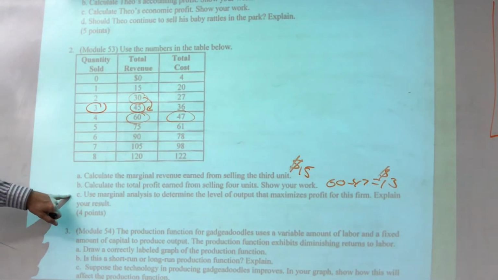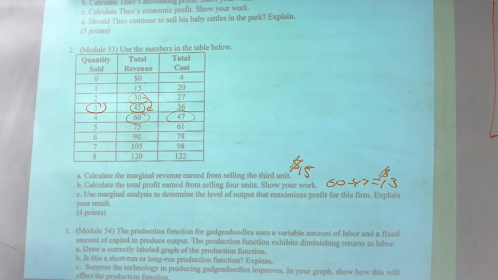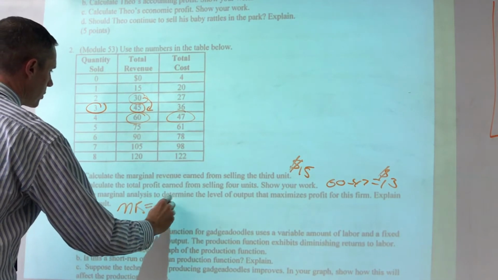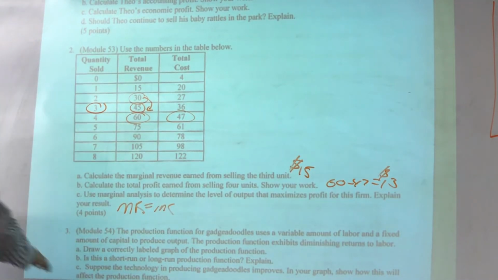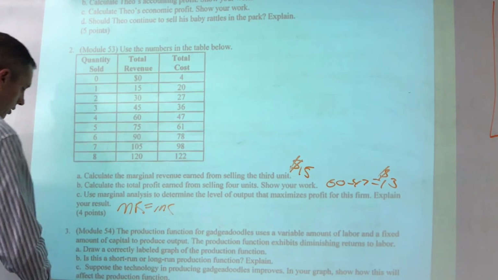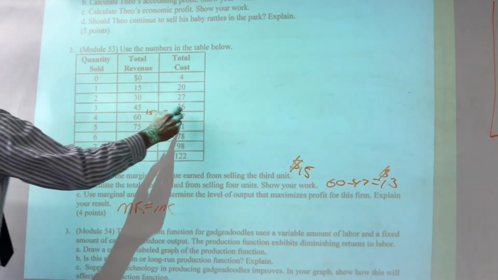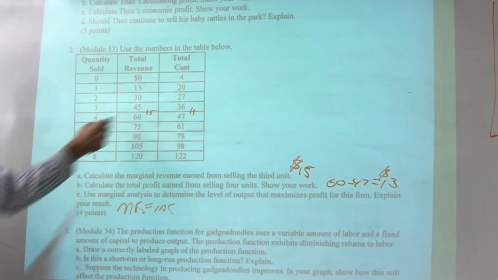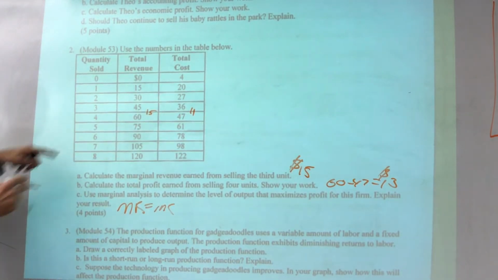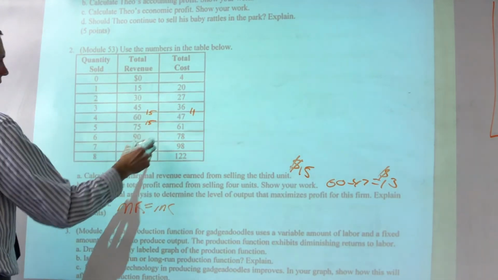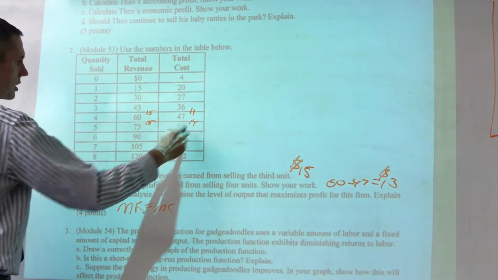Use marginal analysis to determine the level of output that maximizes profit for this firm. Explain your result. We maximize profit where marginal revenue equals marginal cost, right? So as I erase a couple of these things, what you're looking for, by the third to fourth unit, that's 15. This is 11, so marginal revenue is still greater than marginal cost for unit 4. Marginal revenue for unit 5 is 15. Marginal cost for unit 5 is 14.